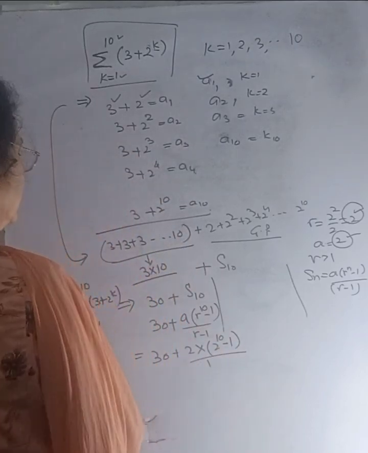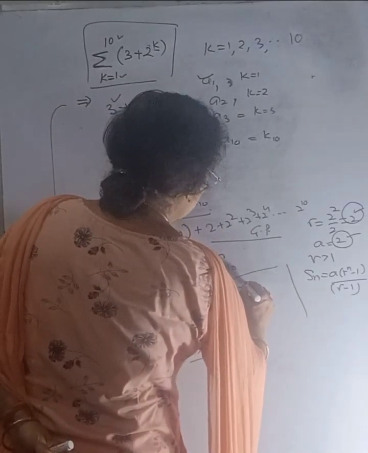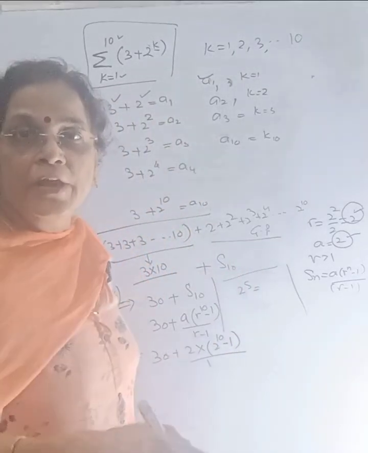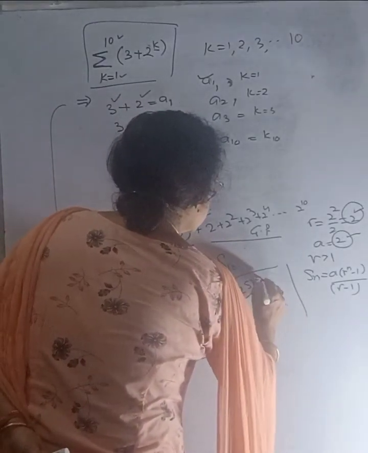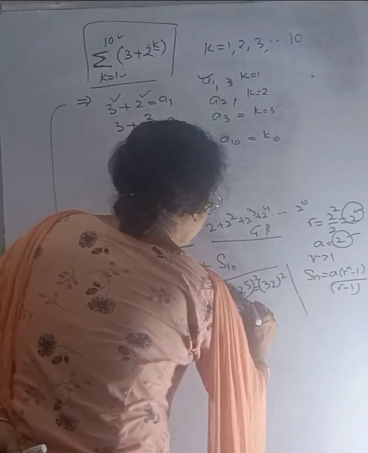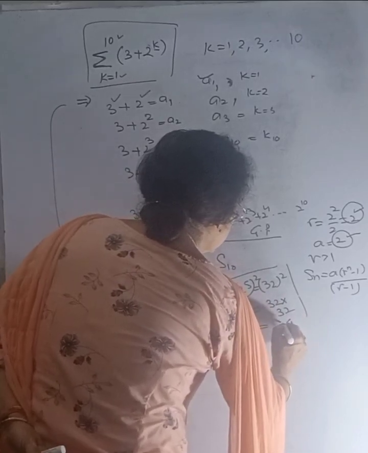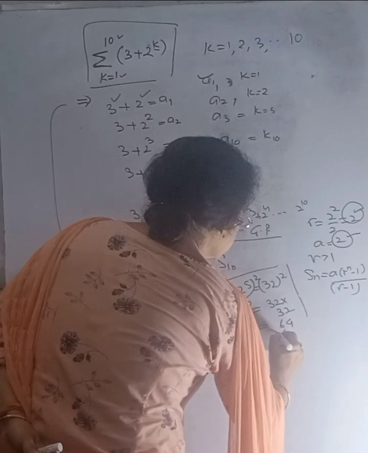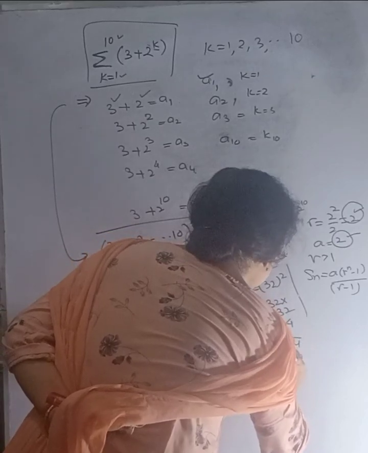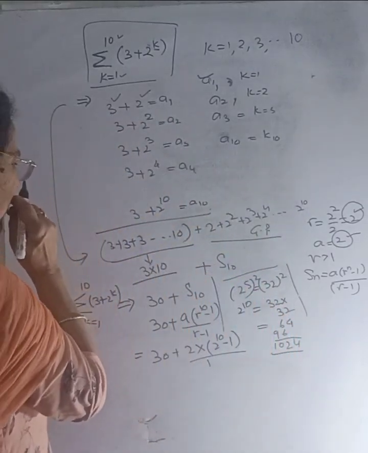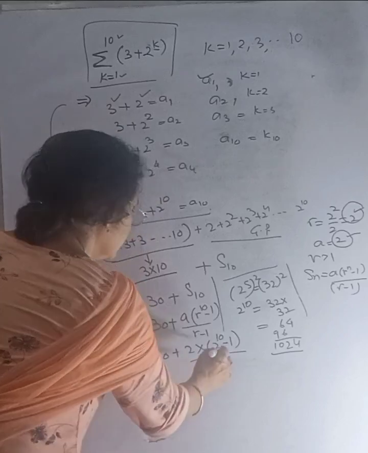What will be the value of 2 to the power 10? This can be obtained. We know 2 to the power 5 is 2, 4, 8, 16, 32. It means 32, squared, for 2 to the power 10, is 32 into 32, which is 1024. 1024 will be the value of 2 to the power 10, and it can be written over here.